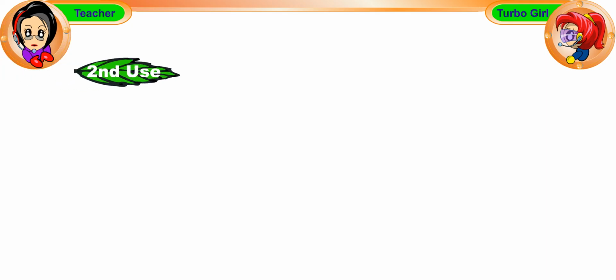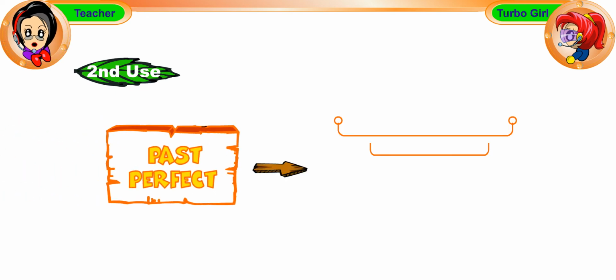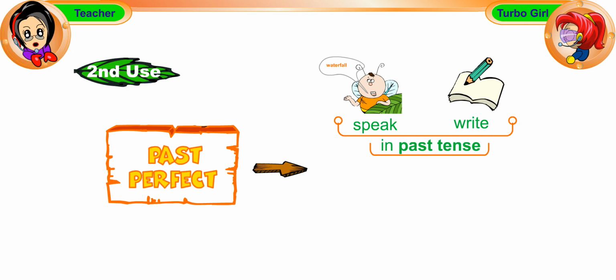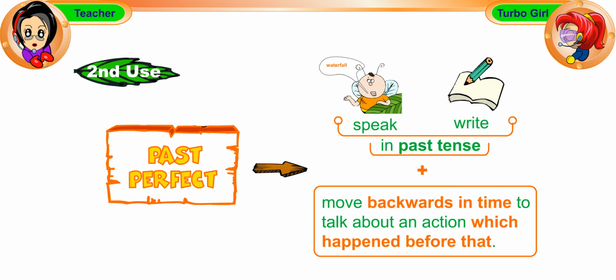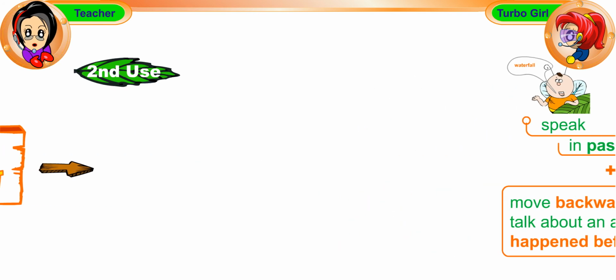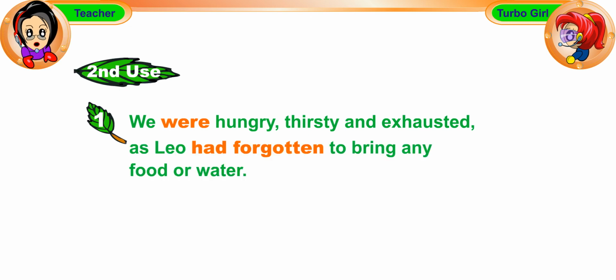Let's move on to the second use of the past perfect tense. We use the past perfect tense when we speak or write in the past tense and then move backwards in time to talk about an action which happened even before that. For example, we were hungry, thirsty, and exhausted, as Leo had forgotten to bring any food or water.